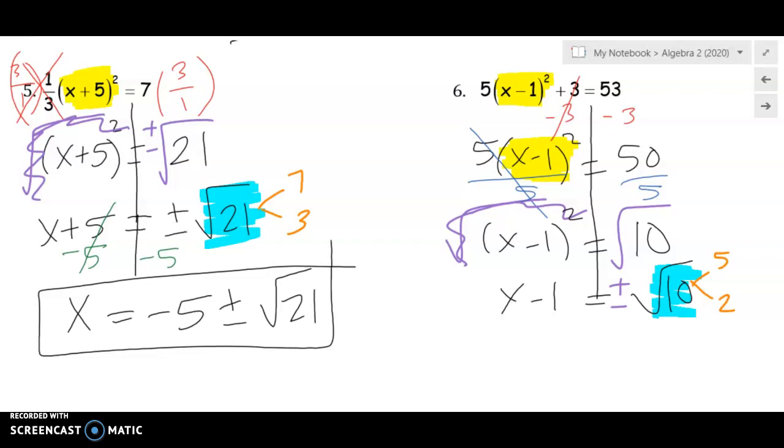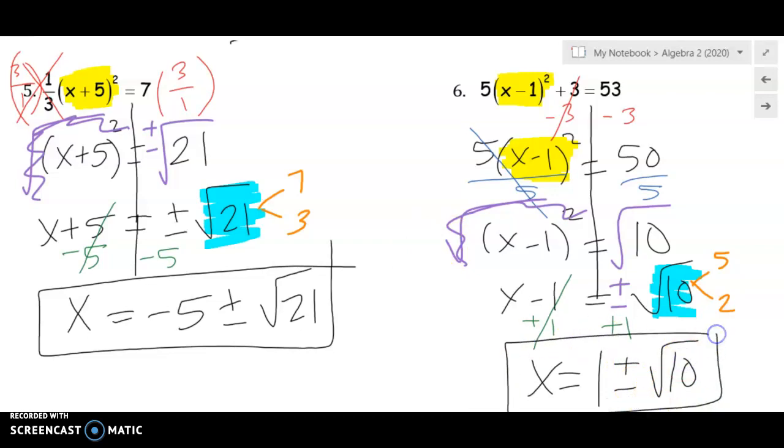So the only thing I see that I can do here is add this 1 to the other side of the problem. So I can write my final answer as x equals 1, then the plus or minus, then the root of 10. And just like the previous problem, I tried to simplify, it just didn't simplify. So that's as low as I can go.